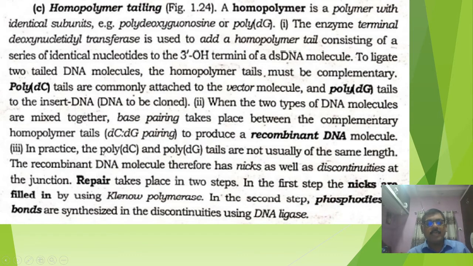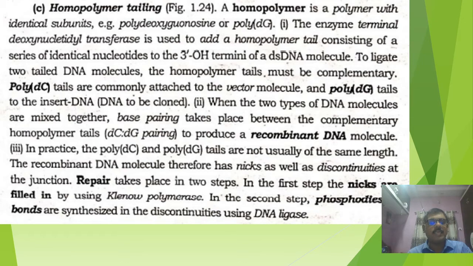In practice, the poly-dC and poly-dG tails are not usually of the same length. The recombinant DNA molecule therefore has nicks as well as discontinuities at the junction, and therefore repair takes place in two steps. In the first step, the nicks are filled using Klenow polymerase, and in the second step, the phosphodiester bonds are synthesized at the discontinuities using DNA ligase.